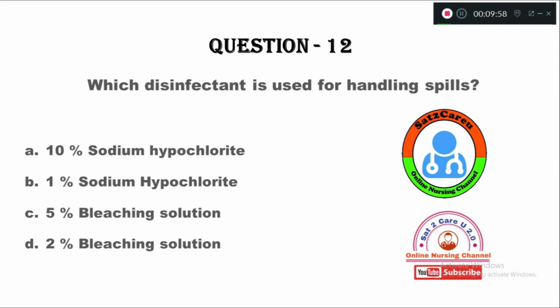Question number 12. Which disinfectant is used for handling spills? Option A, 10% sodium hypochlorite. Option B, 1% sodium hypochlorite. Option C, 5% bleaching solution. Option D, 2% bleaching solution. The right answer, option B, 1% sodium hypochlorite, is used for disinfecting the spills, the blood spills.